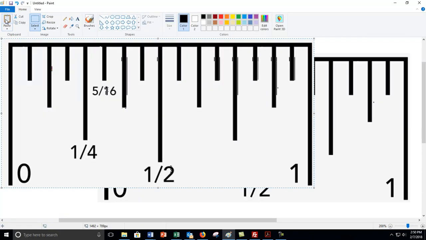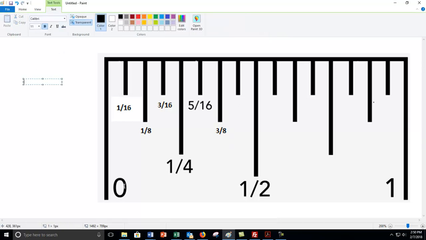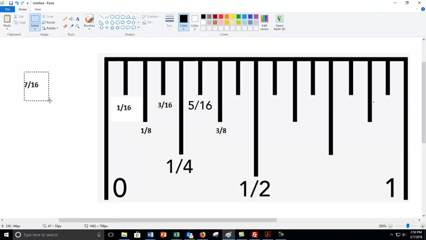Okay, I think you see what's going on now. Don't want to paste, just want to copy. 3/8. So 1, 2, 3, 4, 5, 6, 7/16, which cannot be reduced. So we're just going to write it as 7/16. Very good, very good, very good.